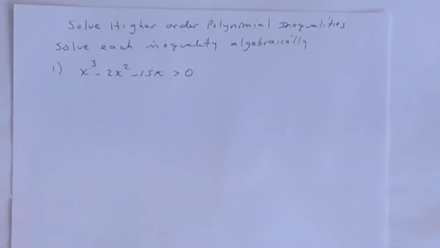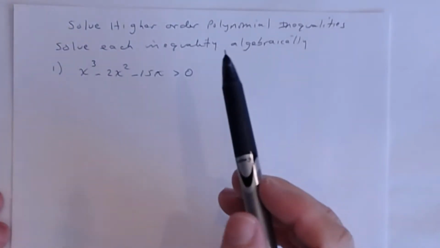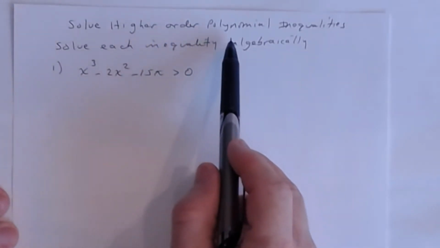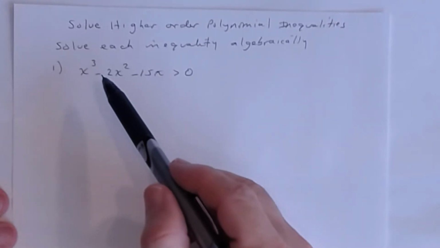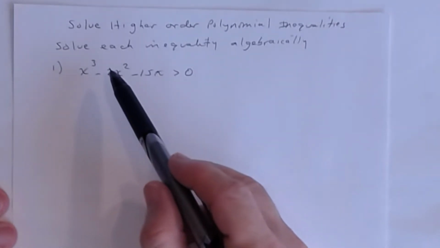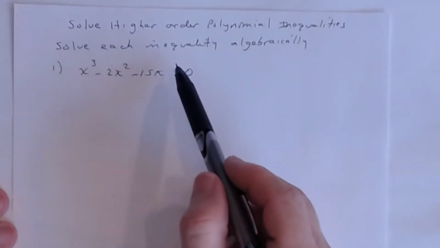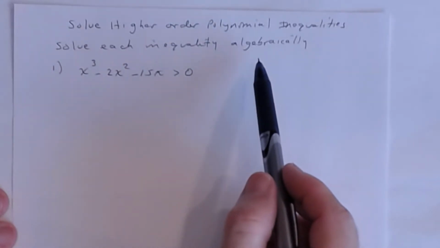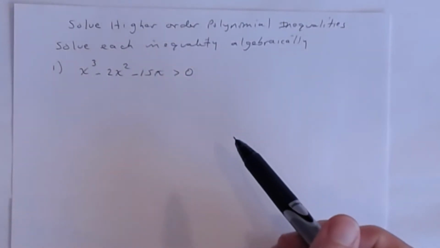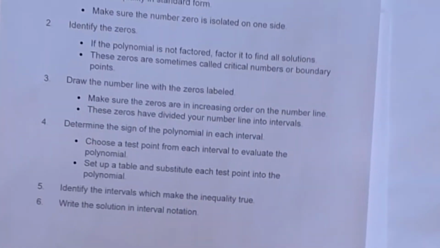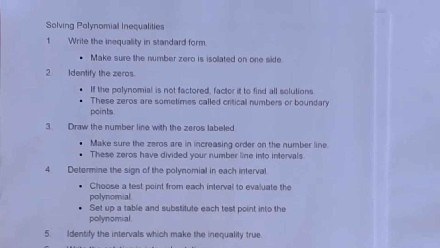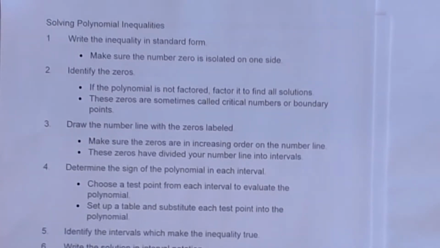This is a continuation of our study on solving higher order polynomial inequalities. In these examples, and there'll be about 4 or 5 examples, you're going to solve each inequality algebraically. Notice it said the word algebraically, and just like in the previous lesson, you're going to use these steps for solving polynomial inequalities.